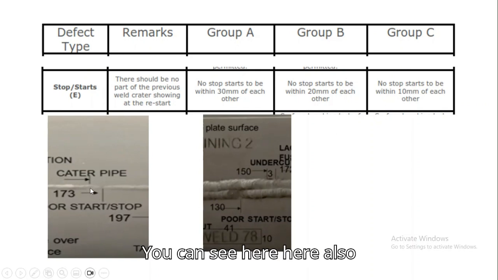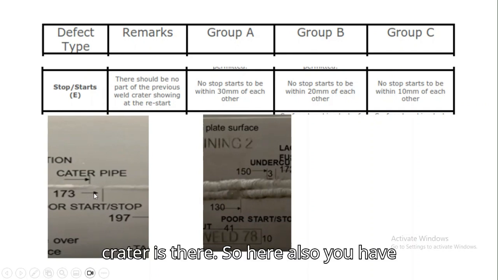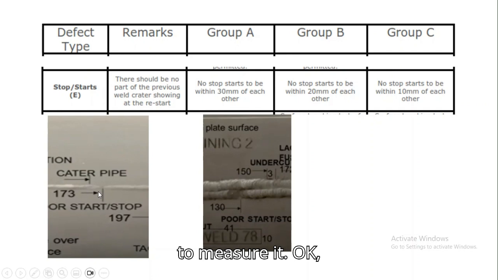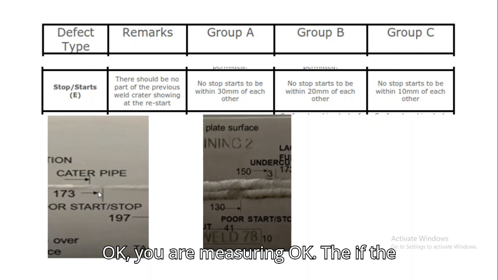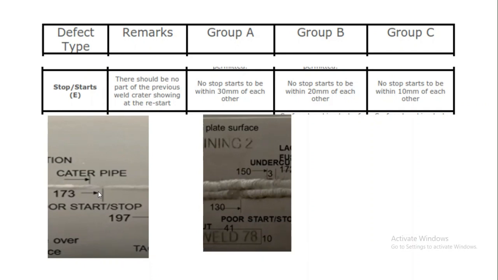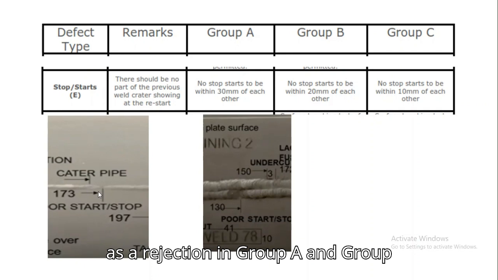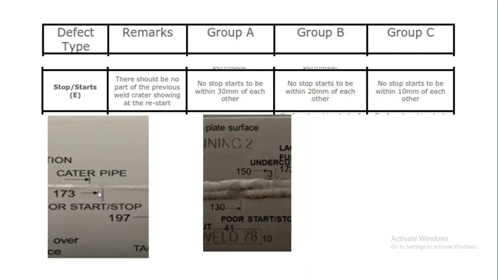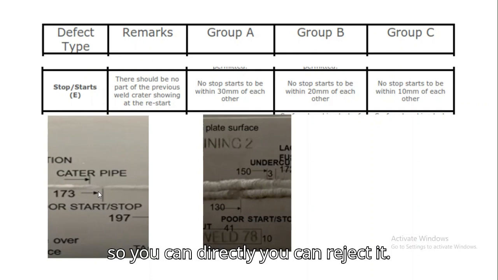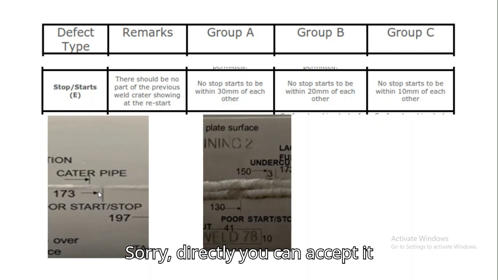You can see a crater here also, so here also you have to measure it. If the length is less than 10 mm, then no need to consider it a rejection in group A and group C. Directly you can accept it because it's less than 10 mm.